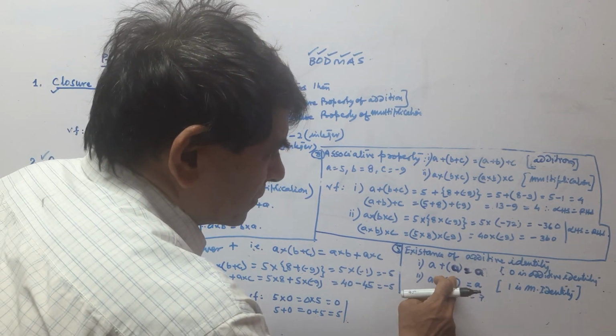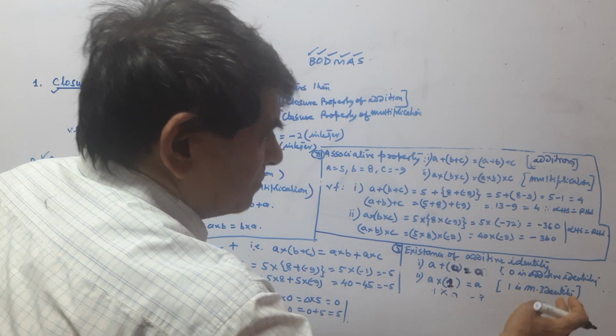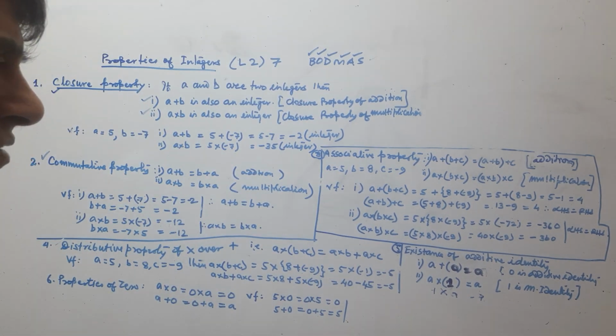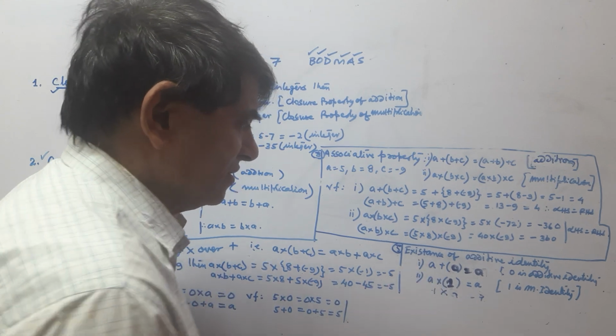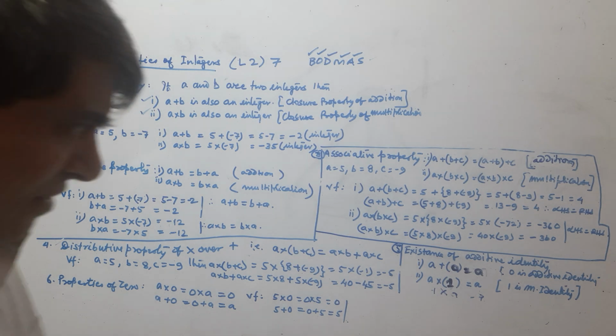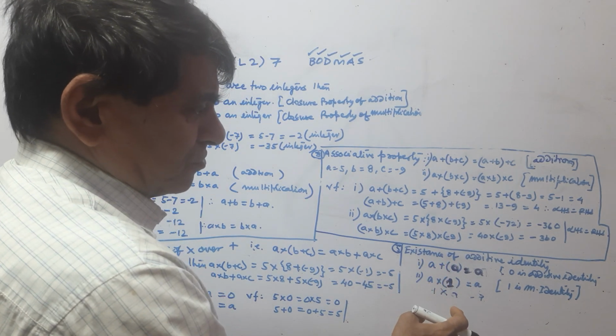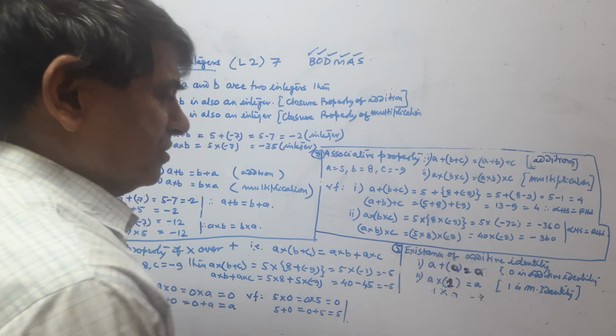Now a into what? You will get a. So this is 1. So 1 is the multiplicative identity. 0 is the additive identity. Very simple. So 0 is an integer, 1 is an integer. So any number added to 0, the number is not changing. Then it is said to be the existence of additive identity. Actually, this is also commutative, that is 0 plus a also. So that is no matter because it is commutative.